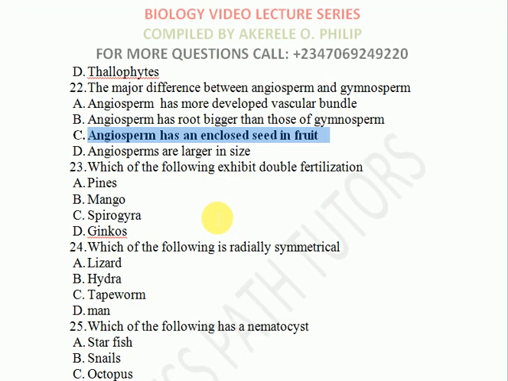Which of the following exhibits double fertilization? Yes, pine is an example of gymnosperm. Mango, angiosperm. Spirogyra, example of thallophyte. Ginkgo is example of gymnosperm. So it is angiosperms that carry out double fertilization. And that's why we have mango as the answer.